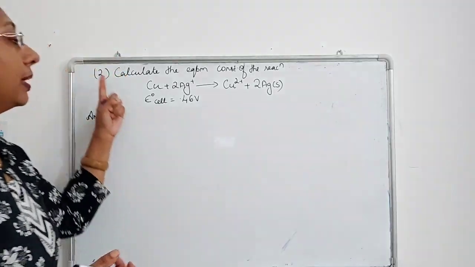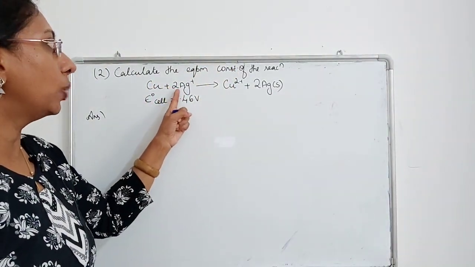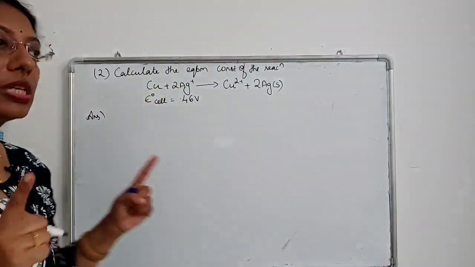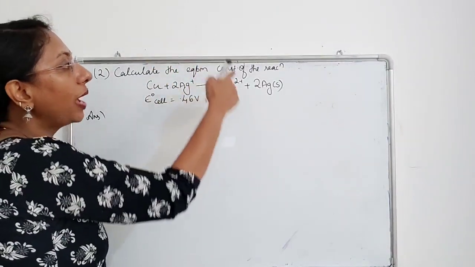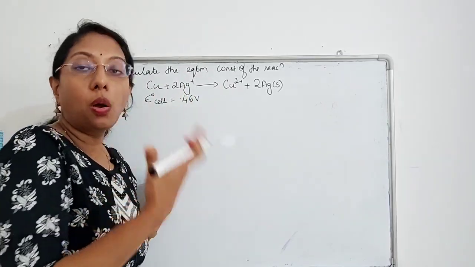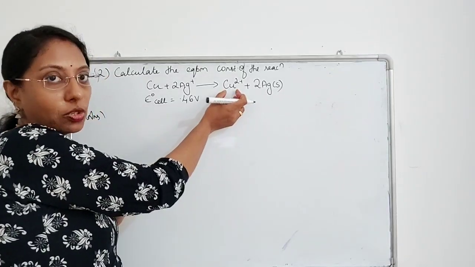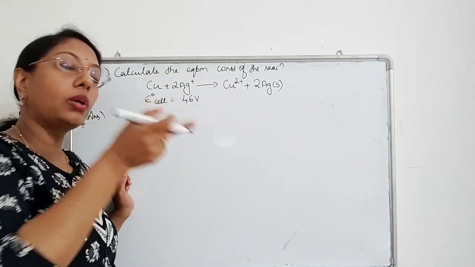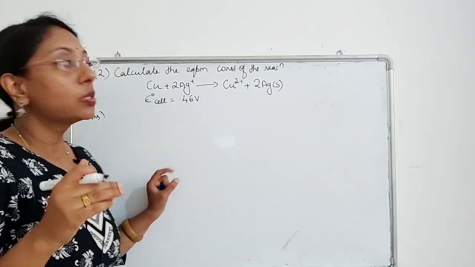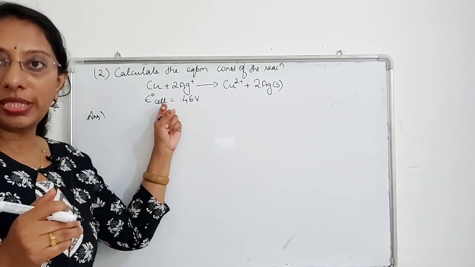So the next question. Calculate the equilibrium constant of the reaction Cu plus 2Ag plus gives Cu2 plus 2Ag. By looking at the equation itself, you should understand Cu has changed into Cu2 plus. That means it has lost 2 electrons. So that's the reason why it has changed into Cu2 plus. And Ag plus is converted into Ag. That means it has gained 1 electron. So what is the question? You have to determine the equilibrium constant. E0 cell is given.